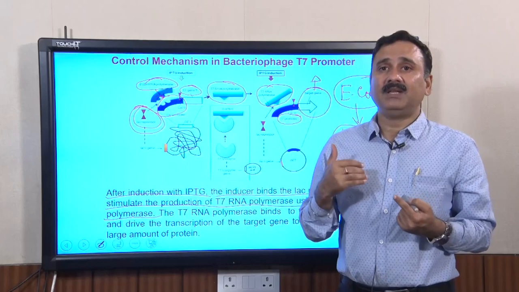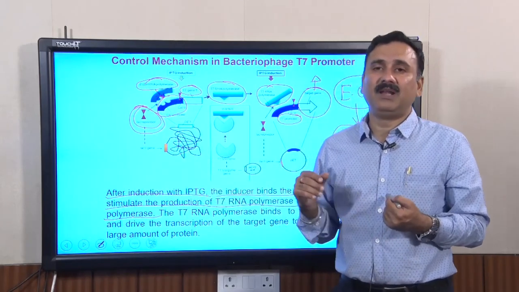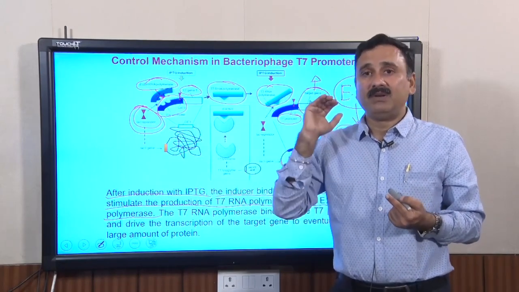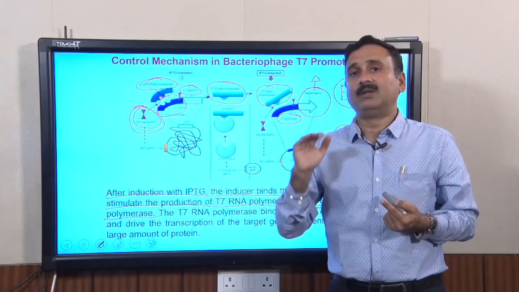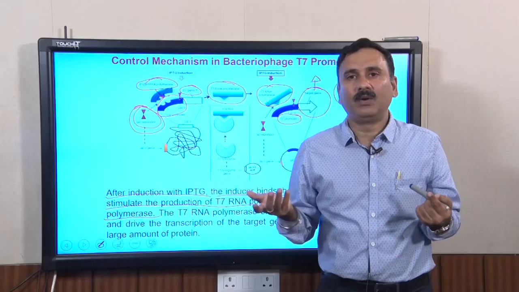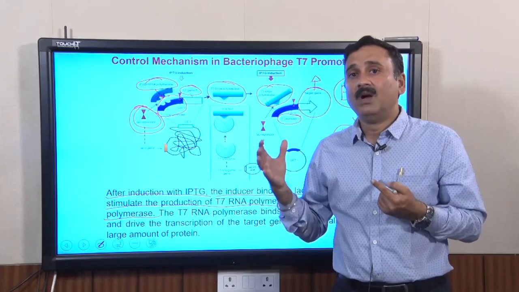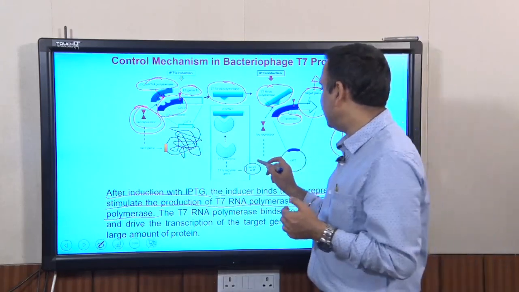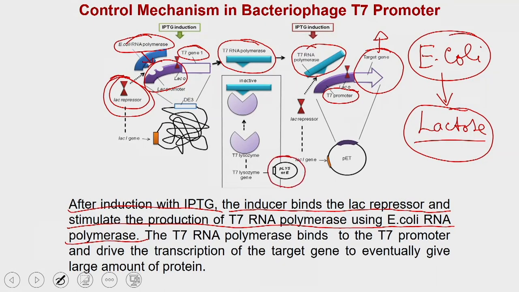So in some cases, just like we discussed for the bacteriophage PL lambda promoter, some of the target proteins which you are overexpressing may be toxic or may not be good for E. coli growth. In those cases, you will not see the E. coli cell number increasing while you are inoculating. So to make it a tighter control, what people have designed is two more plasmids, and in those plasmids they have overexpressed the T7 lysozyme gene.